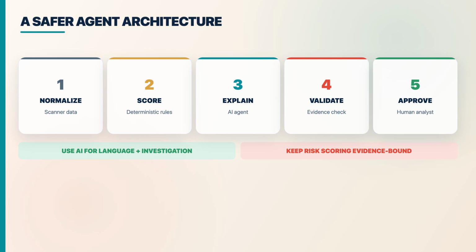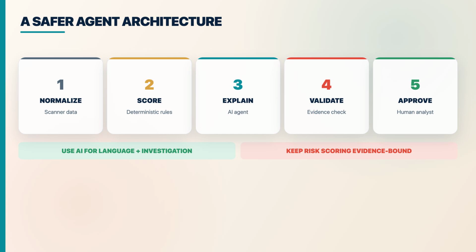I would not solve this by asking the model to try harder. The safer design separates calculation from explanation. First, code normalizes the scanner data and validates required fields. Then deterministic rules calculate priority from known exploitation, exposure, asset context, confidence, age, and controls. After that, the AI agent can explain the already ranked candidates, group related findings, draft remediation notes, and identify missing context. Every explanation should cite the exact fields that support it.